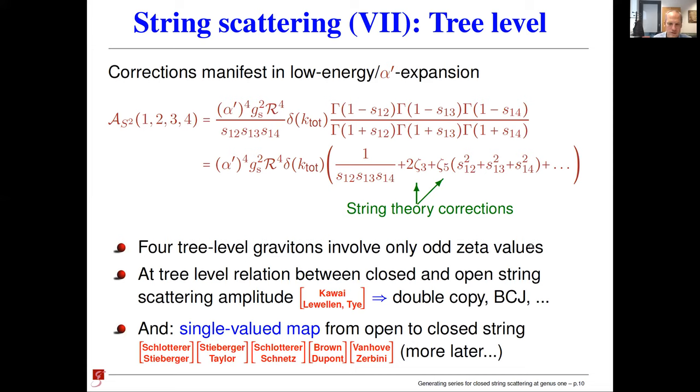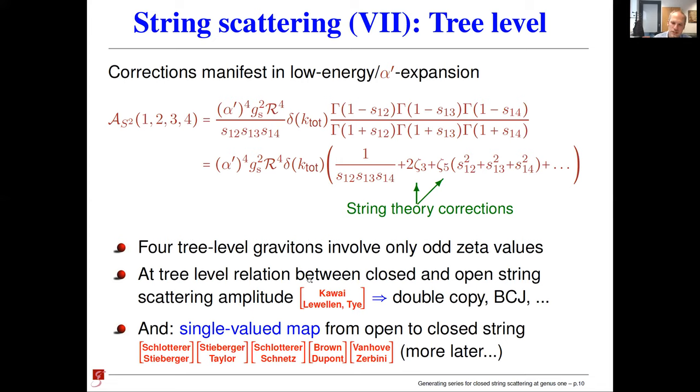Something that is also quite interesting for these tree-level calculations, so we are doing a calculation on a sphere, and it has been known since the 80s, due to this work by Kawai, Lewellen, and Tye, that in some sense you can take the sphere, you can cut it in the middle into two hemispheres, which you can turn into disks, and disks are related to open string scattering amplitudes.